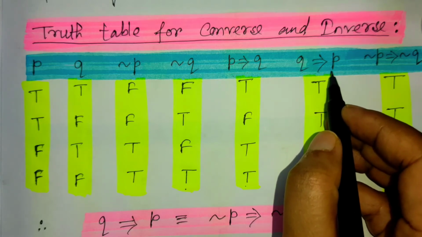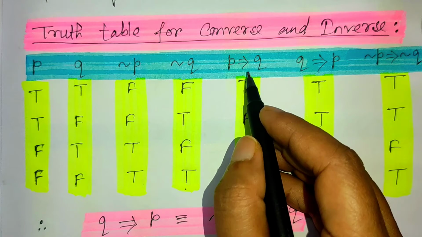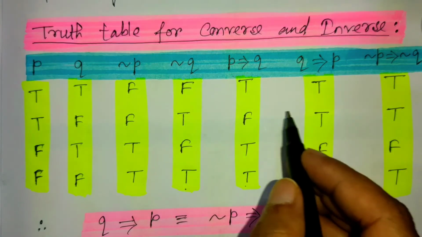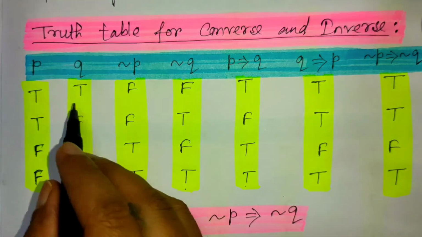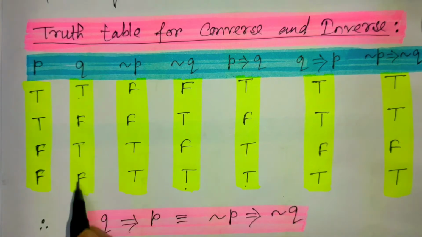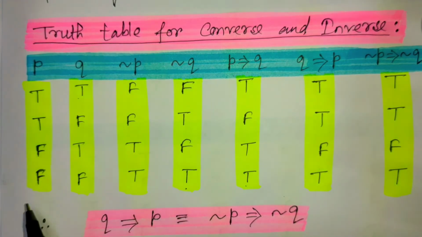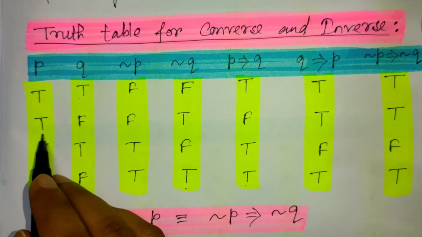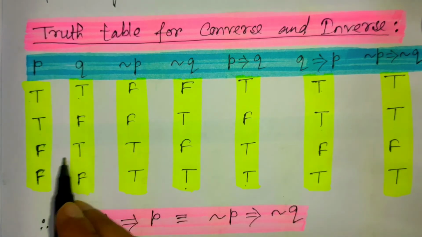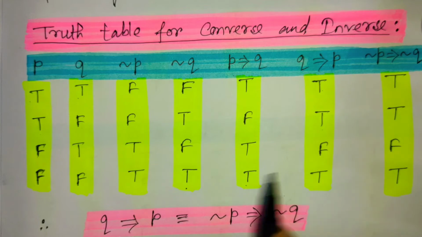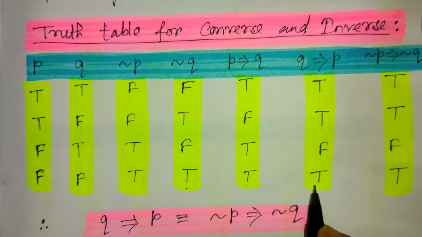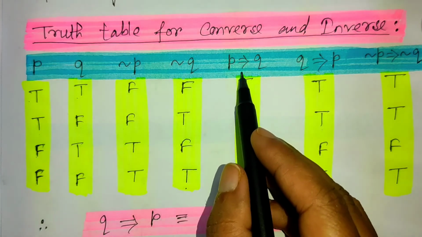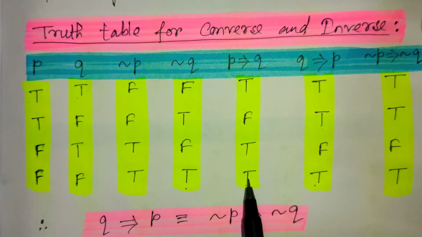That is nothing but the converse of this statement, so what should be its truth values? Here it is Q implies P. So Q first, that means now Q is the hypothesis and P is the conclusion. True, true, then it is true; then false, true, this is definitely true; true and false, then it is false; and false, false, it is true. So this is the truth value for the converse of the given conditional statement.